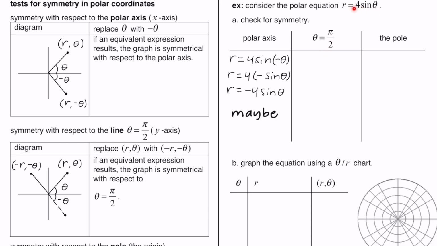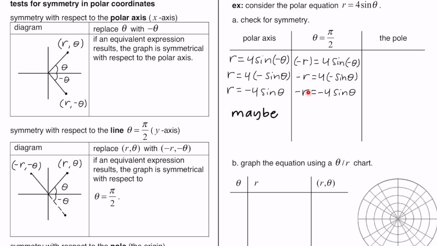Next, to check whether this equation has symmetry about the line theta equals pi over 2, according to this chart, we plug in negative r and negative theta into this equation. So I plugged in negative r for r, and then negative theta for theta. So this is just negative r. And then the same thing's going to happen over here. Sine of negative theta is the same as negative sine theta. So next we're going to multiply these to get negative 4 sine theta.